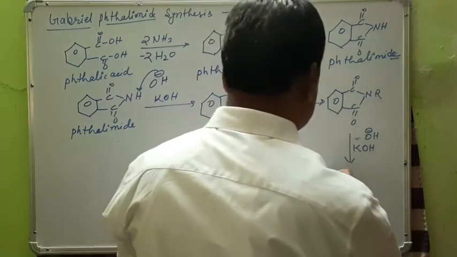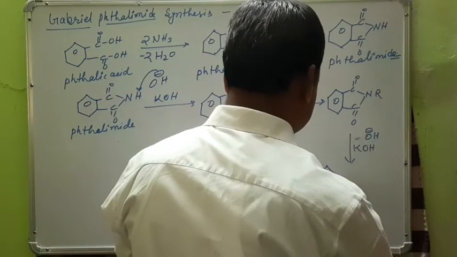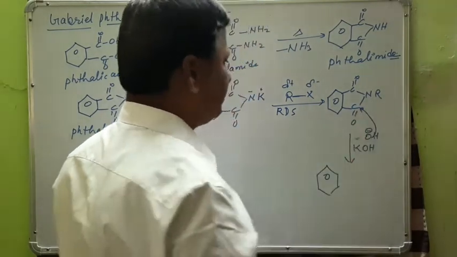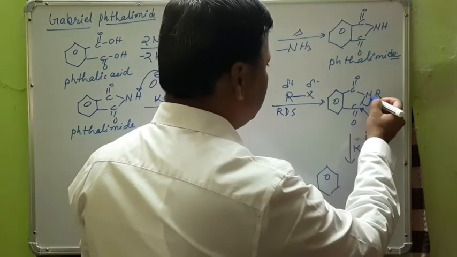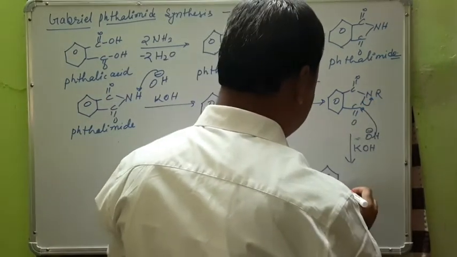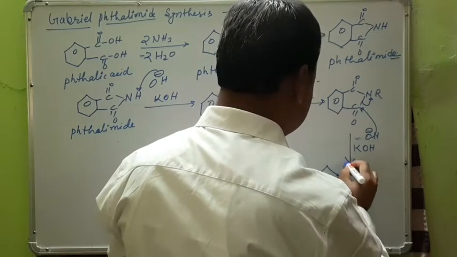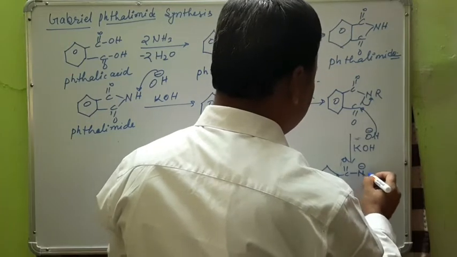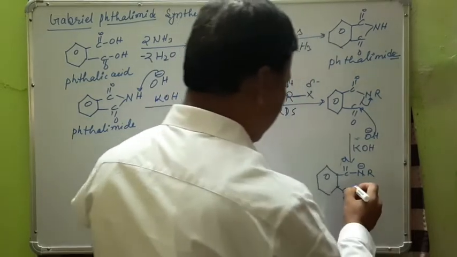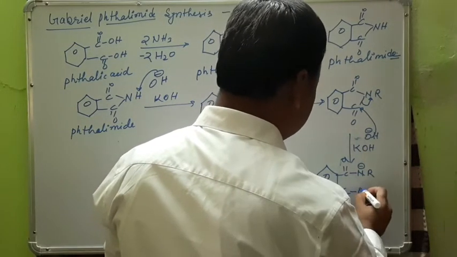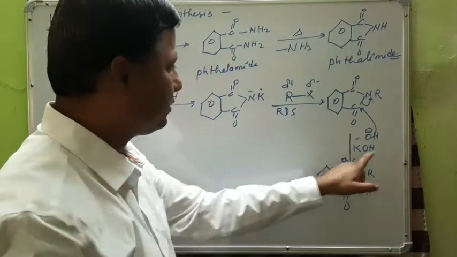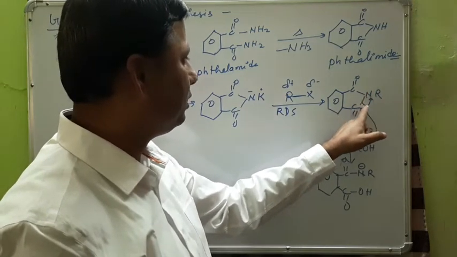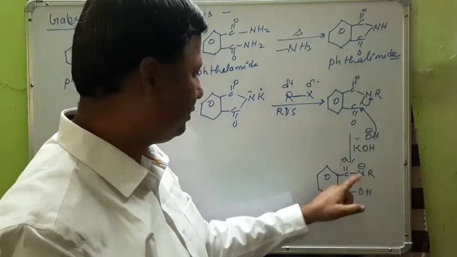So this OH minus will attack on any one of these positive carbon centers. In the next step, this OH minus will attack at this position. This bond will break this side and we will get N with negative charge, R here, and this is OH. This OH minus attacks at the positive carbon, this bond will break this side, this electron will shift on nitrogen, so nitrogen contains negative charge.